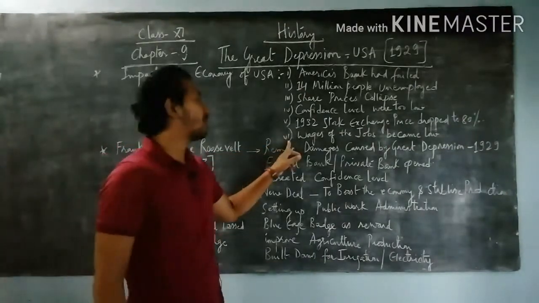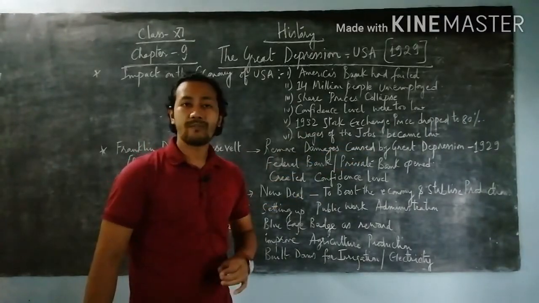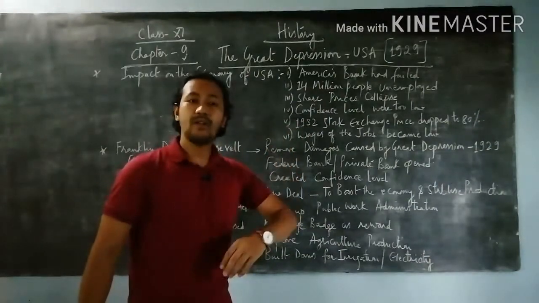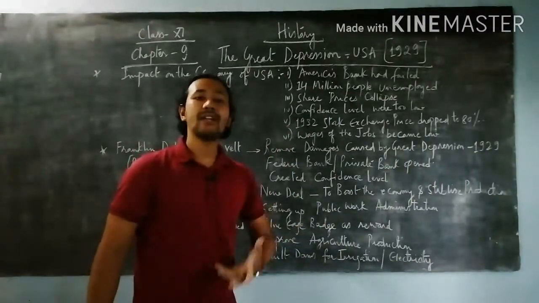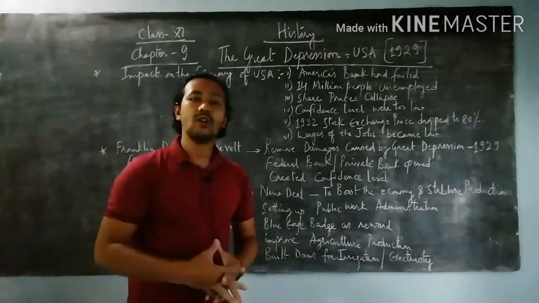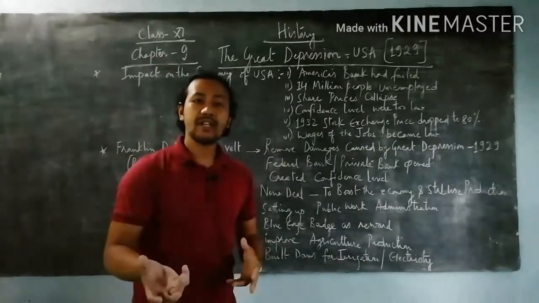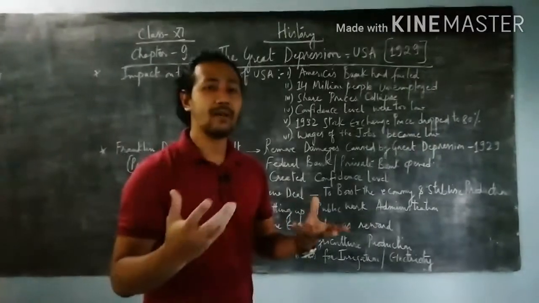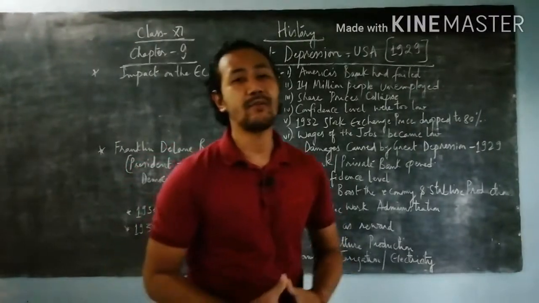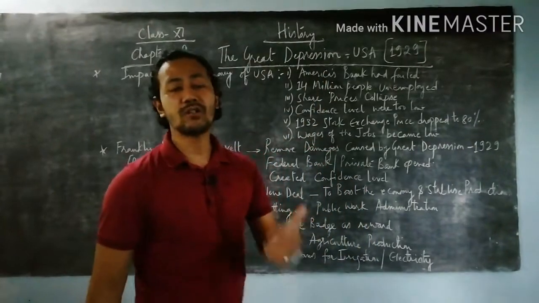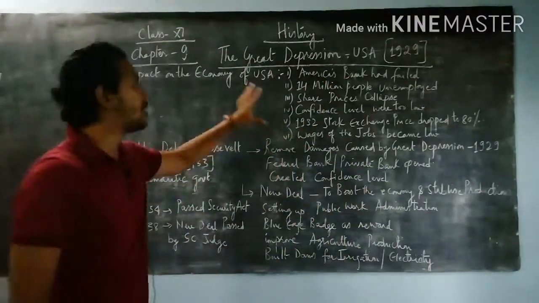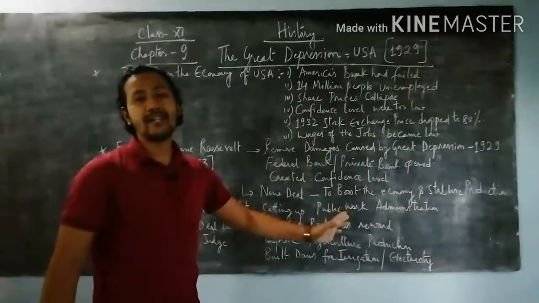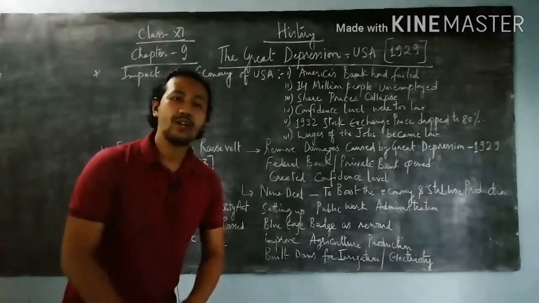And number 6, wages of the jobs became very low. As I already told you with the second point, the people of America who were able to retain their jobs received very low wages, and they were not able to sustain their lives with the wages given to those workers or laborers. So this was overall the impact given to America by the Great Depression or Great Crash of 1929.